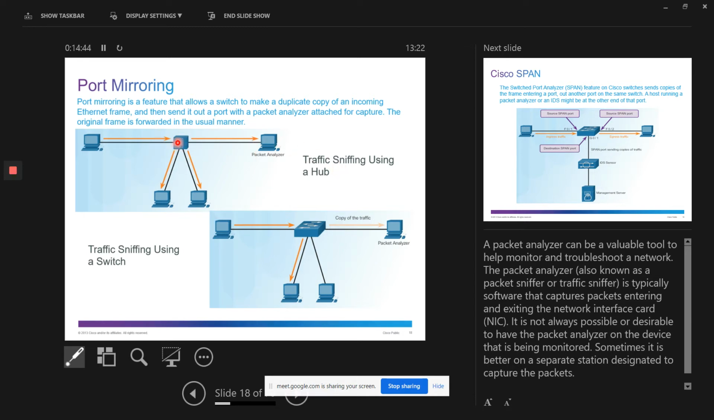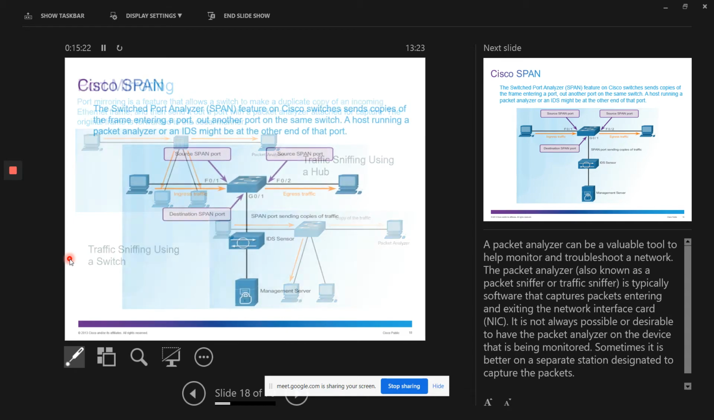We don't really use hubs anymore, but you can use one if you want to monitor traffic and need a copy of the traffic on the computer. In that scenario, you may want to have your computer attached to a hub. But a more ideal solution is using a switch, where the switch will send a copy of the packet to a packet sniffer tool, wherever you install that tool, it will just send it to that particular computer. So this is how you can do port mirroring.